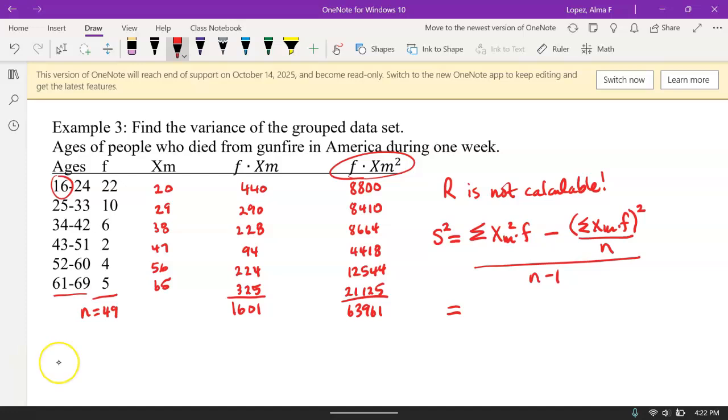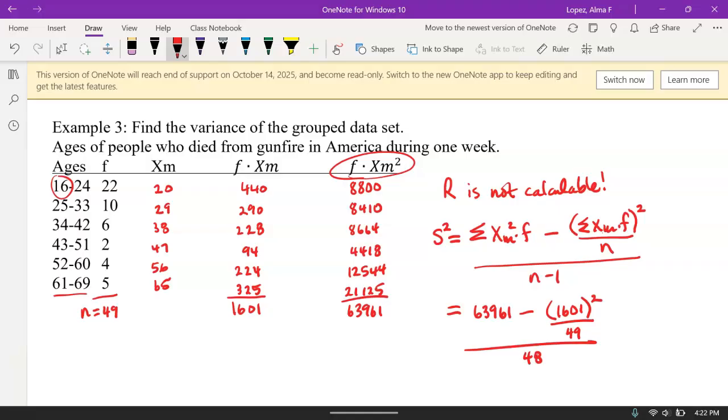We're going to plug in. The sum of the column entitled X sub m squared times F is 63,961 minus the sum of the column entitled X sub m times F. That's that 1,601, isn't it? That number is squared, divided by n, which is 49. All of that divided by 48.